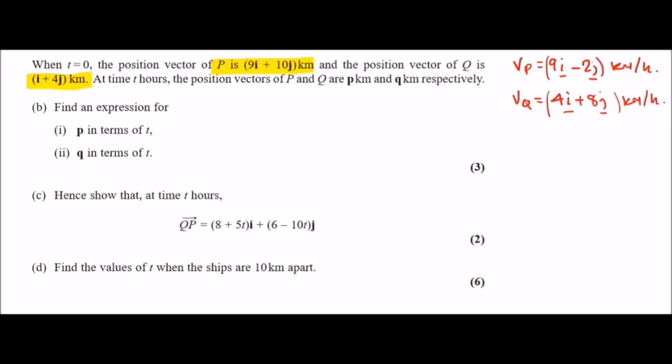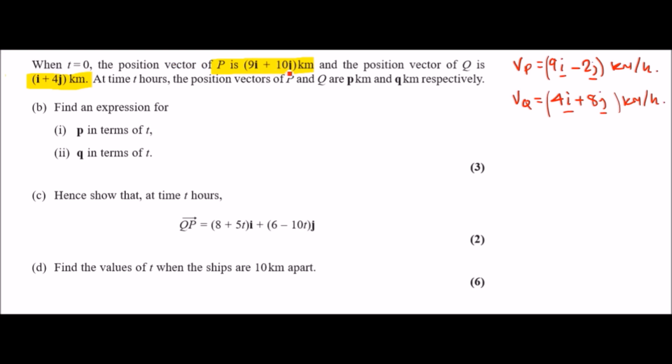Okay guys, here we go, part B. I've already taken some information that might be useful for this question. So I'll put down the velocities of P and Q because this is important to solve the rest of these problems. And according to the statement, let's have a read of this. When the time is 0, the position vector of P is given to be 9i plus 10j.